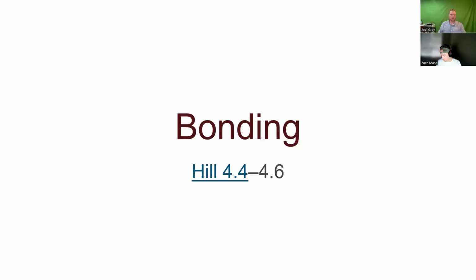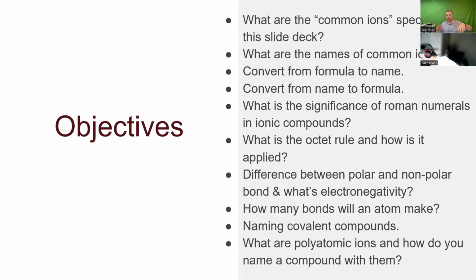Okay, so bonding is what we were talking about today. Our learning objectives for today's content are: what are the common ions that are specified in this slide deck? What are the names of common ions? Convert from formula to name, convert from name to formula. What is the significance of Roman numerals in ionic compounds? What is the octet rule and how is it applied? What's the difference between a polar and nonpolar bond? What's electronegativity? How many bonds will an atom make? Naming covalent compounds. What are the polyatomic ions and how do you name a compound with them?